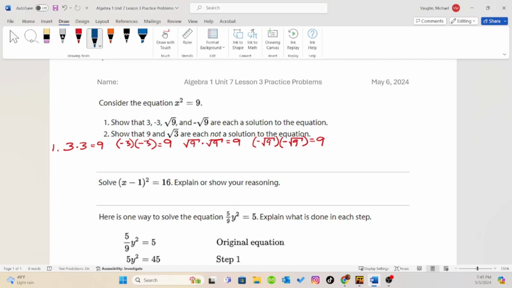Number 2. Show that 9 and square root of 3 are each not a solution to the equation. So we would do the same thing. We're going to have 9 times 9, which equals 81. Since that is not 9, it is not a solution to the equation. And the other example is square root of 3. If we multiply square root of 3 times square root of 3, then our answer is 3. Since that answer is not 9, it is not a solution to the equation.